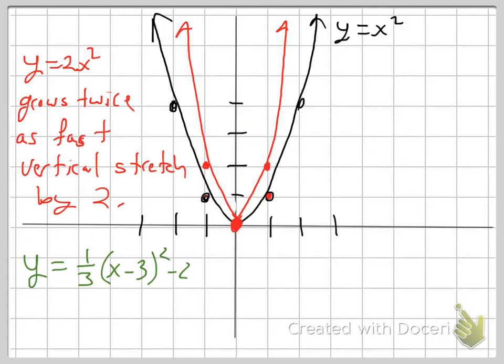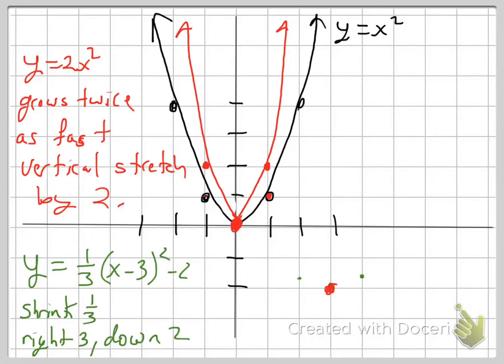Now, if we want to do a shrink, we need something that is between 0 and 1. So most of the time a fraction would probably be okay. And this one also has some movement around. We're going to first say it's a shrink of 1/3, and then we're going to move it right 3 and down 2. So we're going to start right here. I'll do it in red too. We're going to start right here, and the shrink is going to cause us to grow only 1/3 of what we normally would.